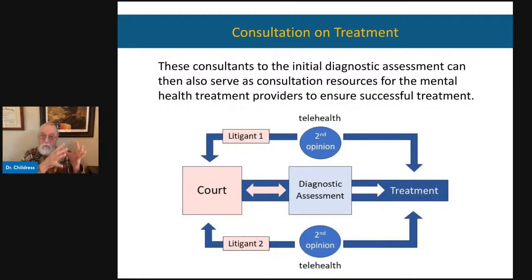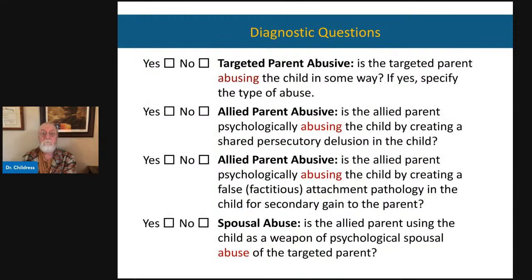So you can see it goes from the court. Each litigant appoints a telehealth second opinion. We get a diagnostic assessment. What's the problem? We identify what the problem is. We put it on a treatment plan and then move it into treatment. And then those 2 consultants who were on at the time of the initial diagnostic assessment can then also be available for the treatment.